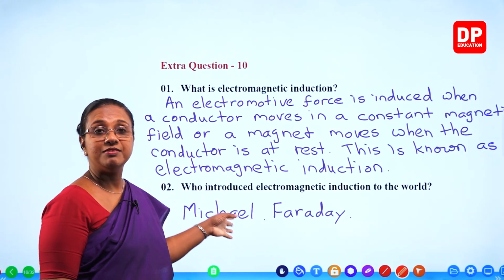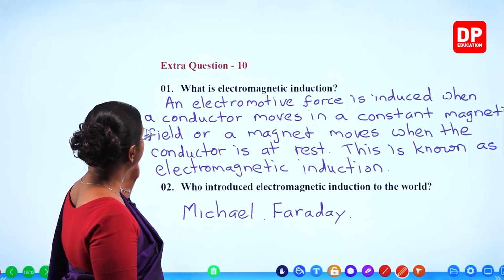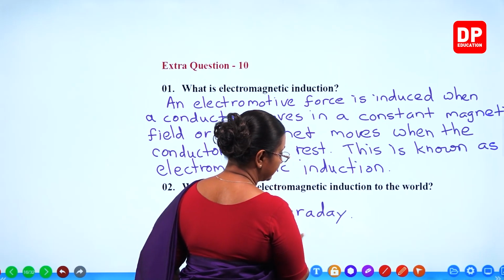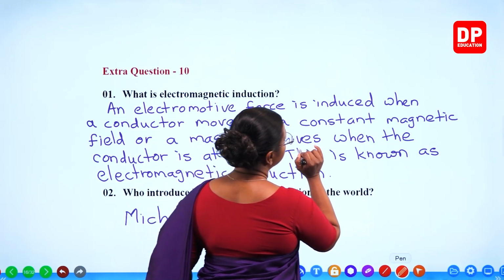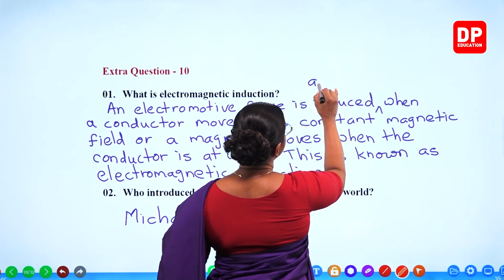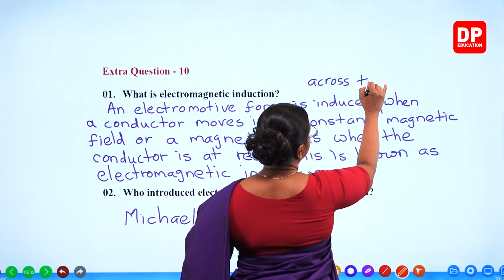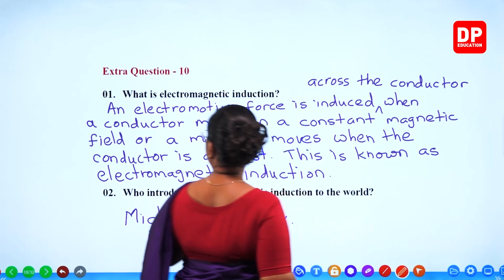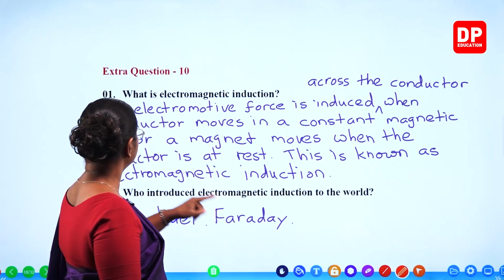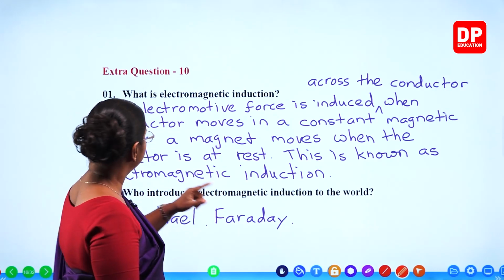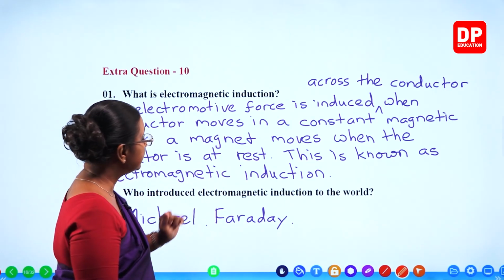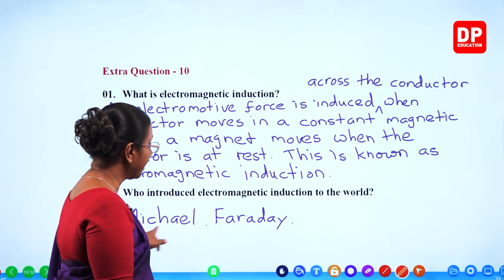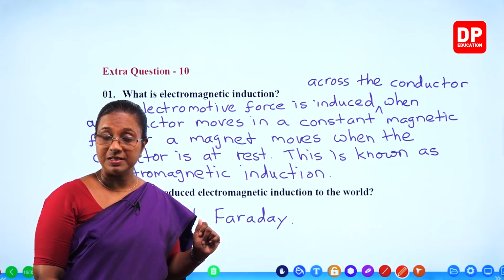So here, students, we have defined what electromagnetic induction is. That is, an electromotive force is induced. It is better if you write it as an electromotive force is induced across the conductor, when a conductor moves in a constant magnetic field, or a magnet moves when the conductor is at rest. And this is known as electromagnetic induction. And this was introduced to the world by Michael Faraday. So you all can remember that, student.